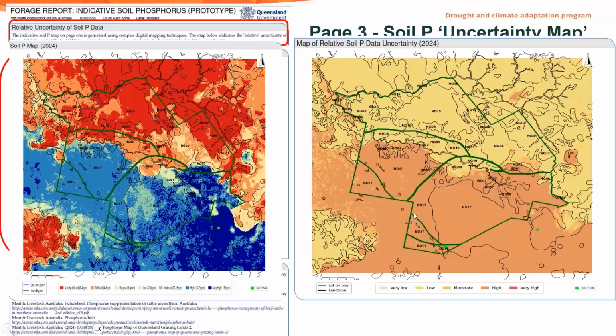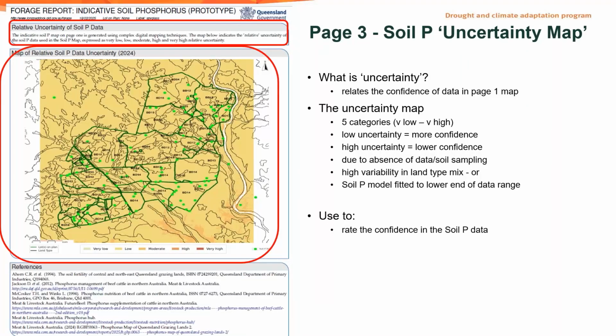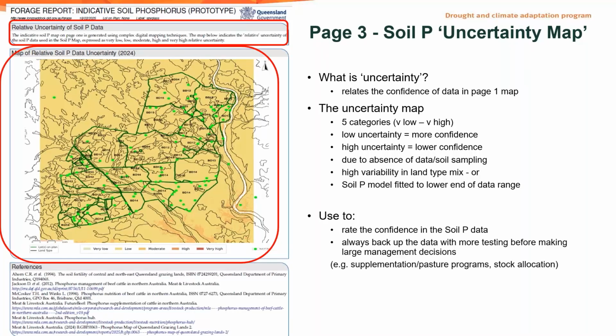Now, if you've got higher soil P and it's a little bit more uncertain, I'd say it's a bit of a no-brainer. You're not seeing animals chewing bones or having issues with growth from there. So you're not looking for the gradations of soil status in those higher areas and along alluvial areas. So how are we going to use the soil P uncertainty map? It's to rate the confidence of the soil P data.